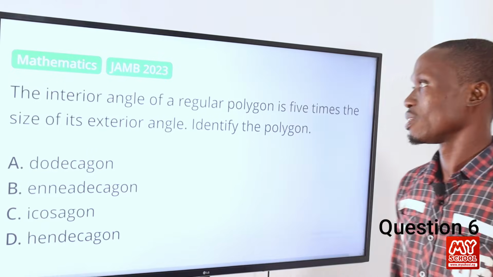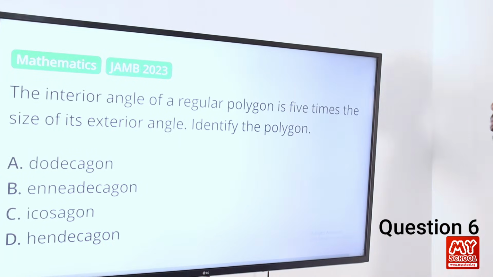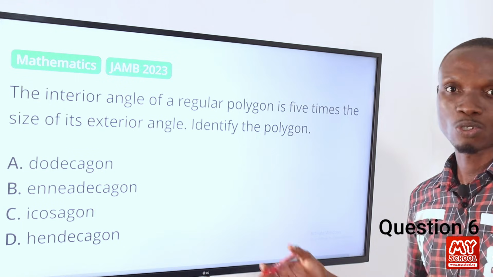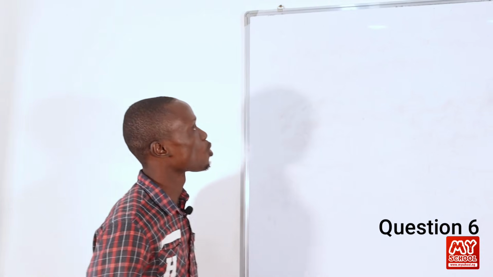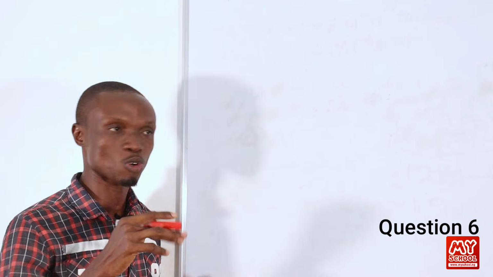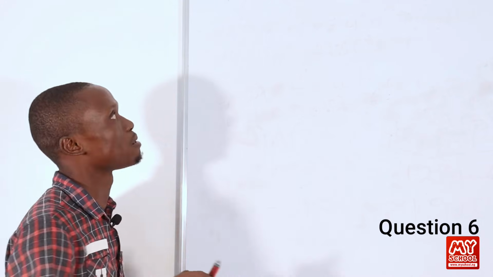Question 6. The interior angle of a regular polygon is 5 times the size of its exterior angle. Identify the polygon. So let's move over to the board. We must not forget that the sum of angles in a regular polygon is given as n minus 2 times 180. So if you are looking for one interior angle, that would be n minus 2 times 180 divided by n.